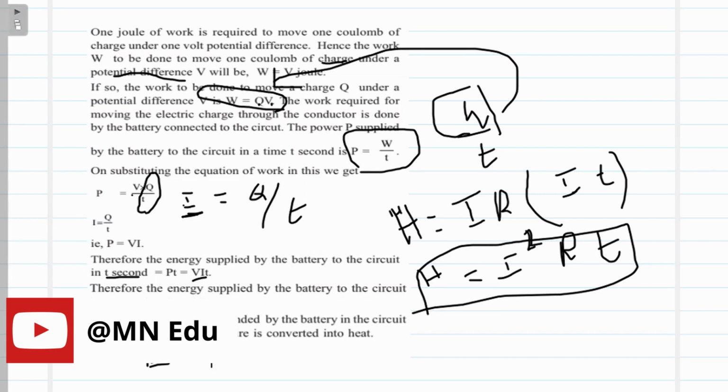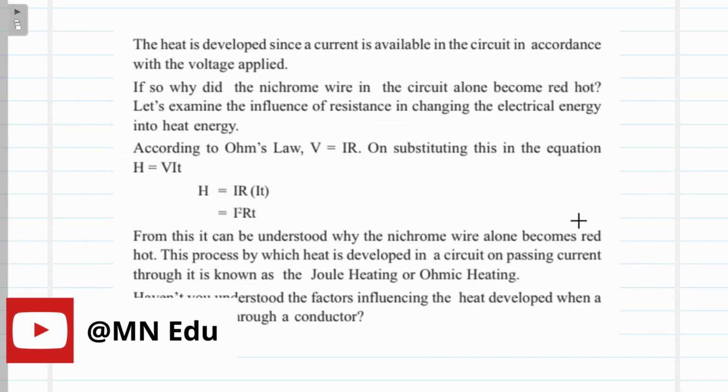What is Ohm's law? V equals IR. So substitute IR instead of V: H equals I squared R into T. That is square of current into resistance into time. That's it. Thank you so much.